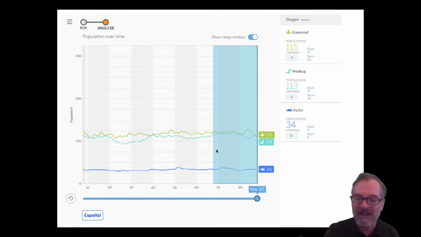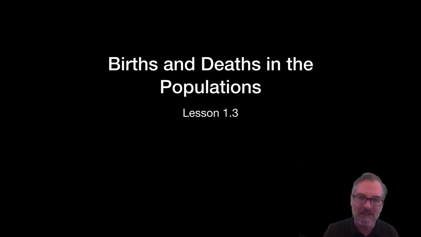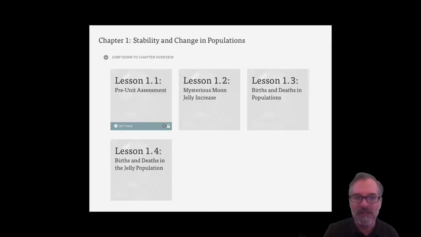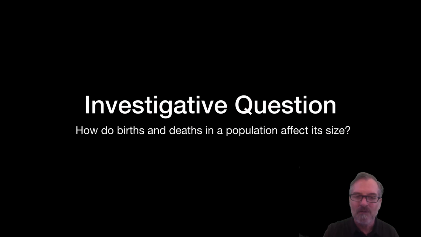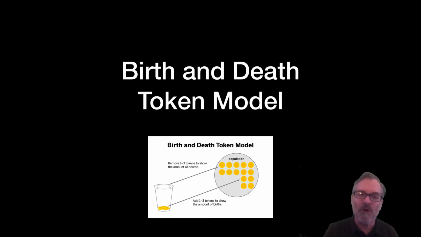Is it going up or down? Are there any relationships or patterns that we're seeing? Then lesson 1.3, we had births and deaths in a population. And this is where I think we got to do the, what was it? I think it was the token. Yep, the birth and death token model game.